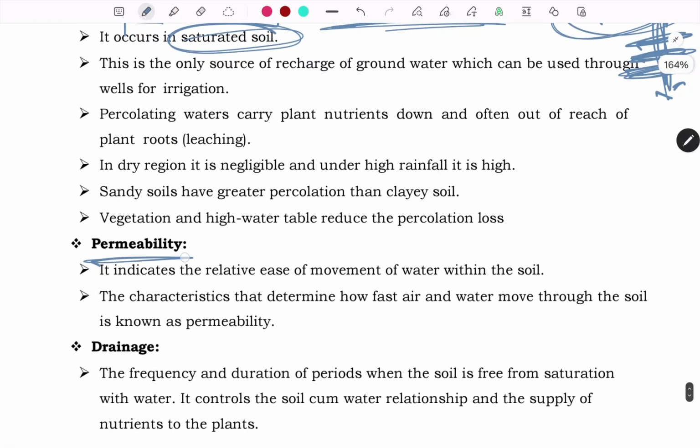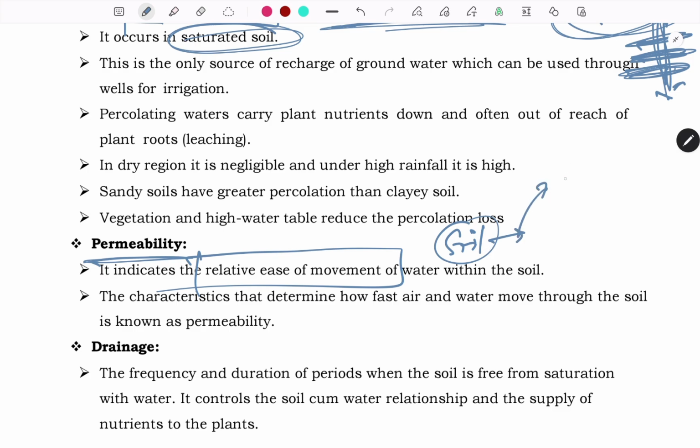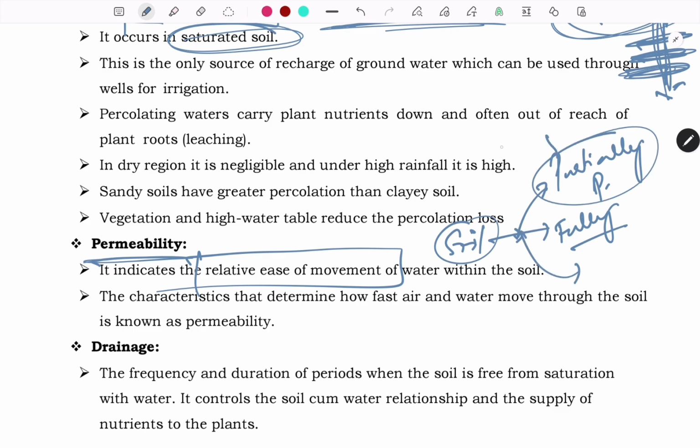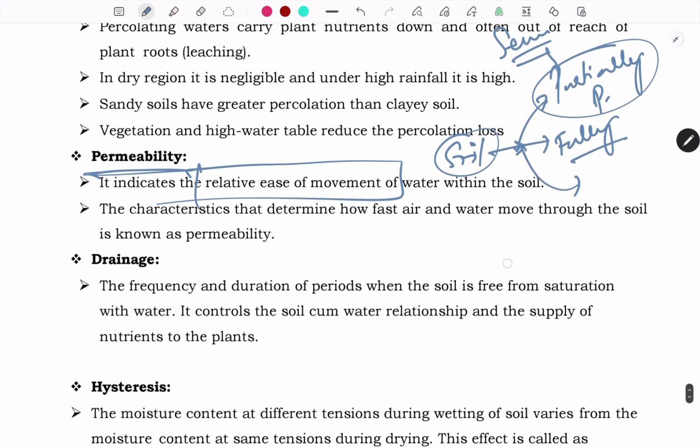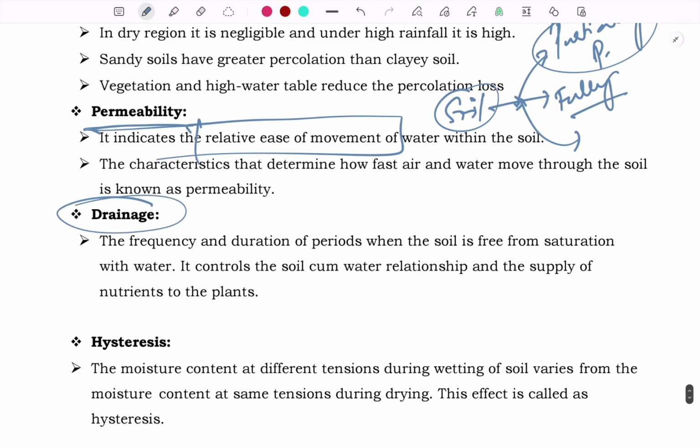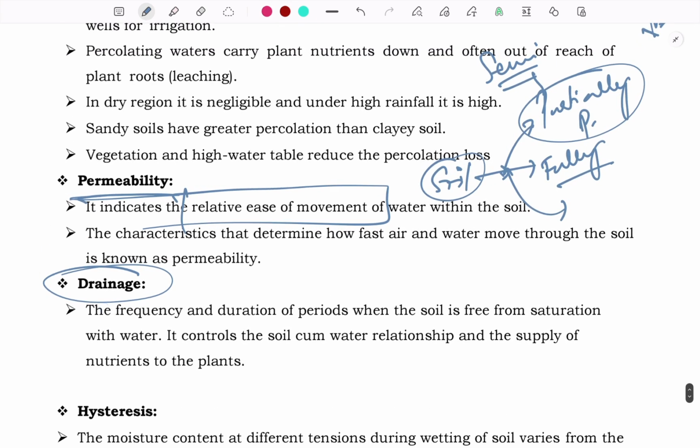Then the next one is permeability. It's an ease of movement. Soil can be partially permeable, or fully permeable, semi permeable. We can also say it is semi permeable. So it is a relative ease of movement. The next one is drainage. Drainage is nothing but the removal of excess water.